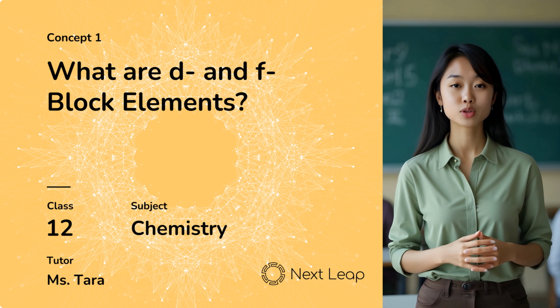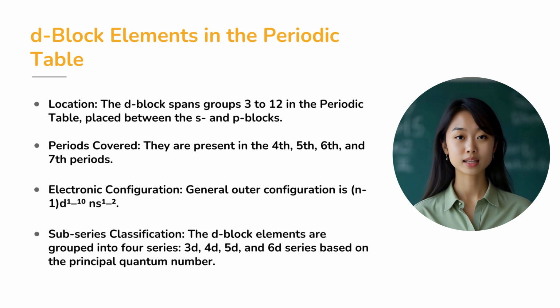Their general electronic configuration? It's (n-1)d^1 to 10, followed by ns^1 or 2. This means the d subshell gets filled just before the outermost s subshell. Based on the period, they're divided into 4 series, 3d, 4d, 5d, and the elusive 6d, many of which are yet to be studied in detail. These elements are the workhorses of inorganic chemistry, showcasing properties that make them essential for metallurgy, electronics, and catalysis. You can see them shaded distinctly in the central block of the periodic table on screen.